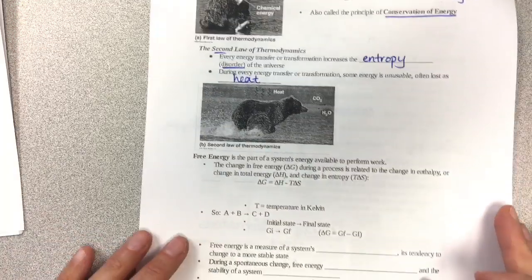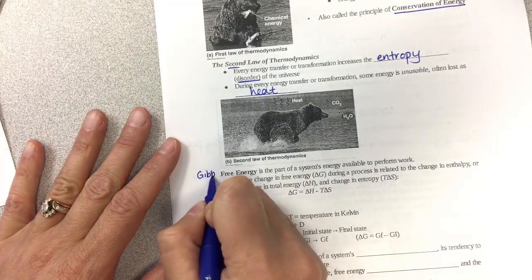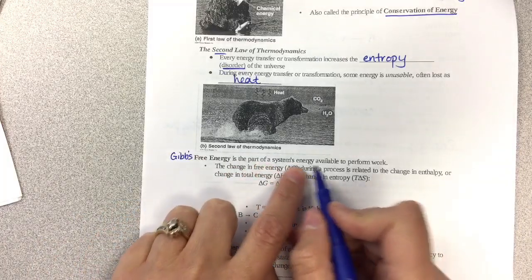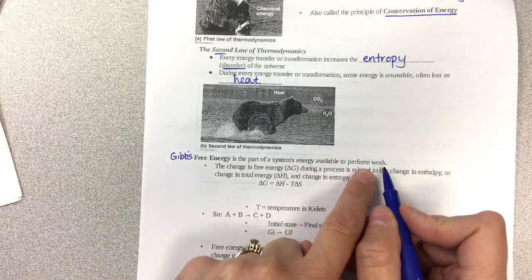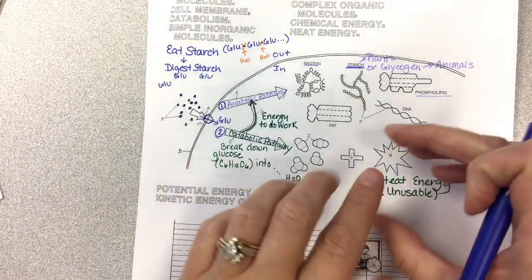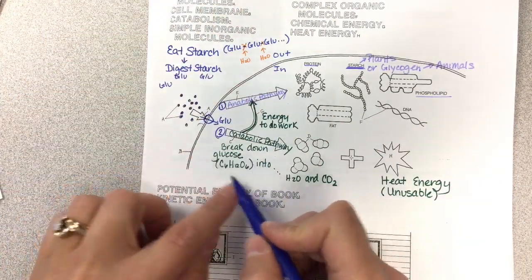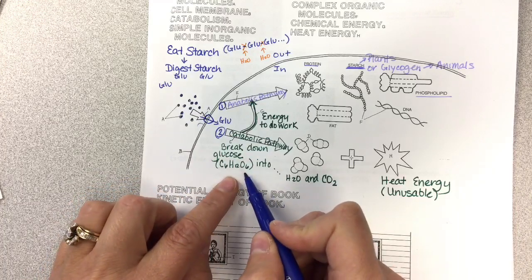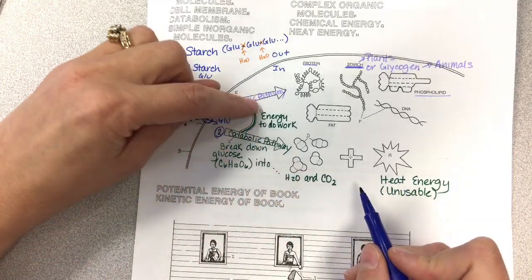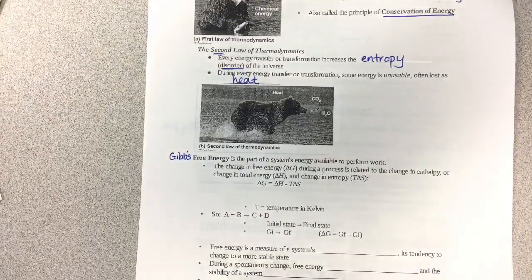So we're going to relate this to something called free energy. And oftentimes it's called Gibbs free energy. All right, so if you see that, Gibbs free energy is the part of the system's energy available to perform work. So all that heat energy that's being released when we break down glucose is not able to do work. So basically what we have to do is say how much energy is in the glucose molecule to begin with, and then how much of it is released as heat, and what's left over is the energy available to do work, all right? And so that's what we're going to do here.